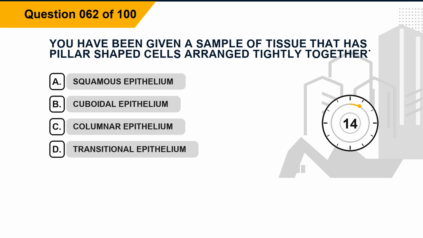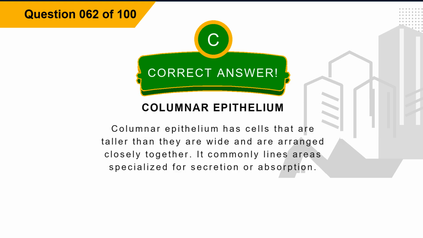Question 62. You have been given a sample of tissue that has pillar-shaped cells arranged tightly together. Option A, squamous epithelium. Option B, cuboidal epithelium. Option C, columnar epithelium. Option D, transitional epithelium. The correct answer is option C, columnar epithelium. Explanation: columnar epithelium has cells that are taller than they are wide and are arranged closely together. It commonly lines areas specialized for secretion or absorption.